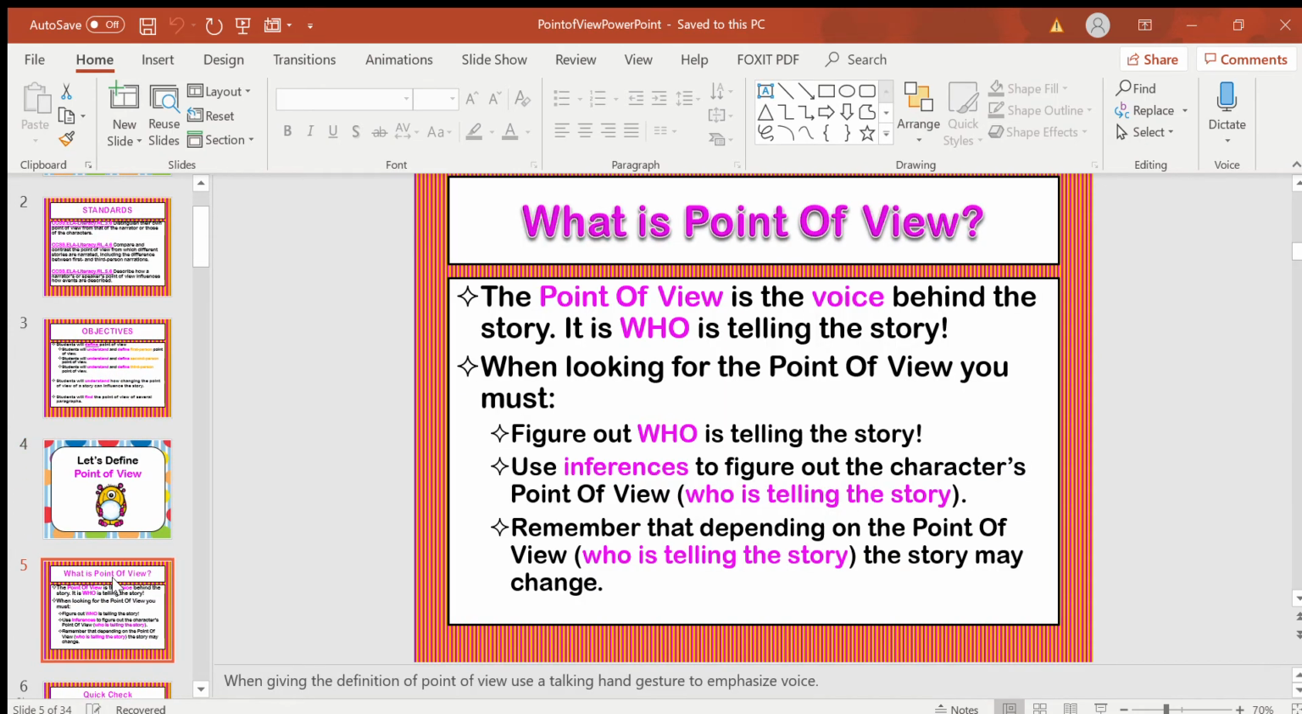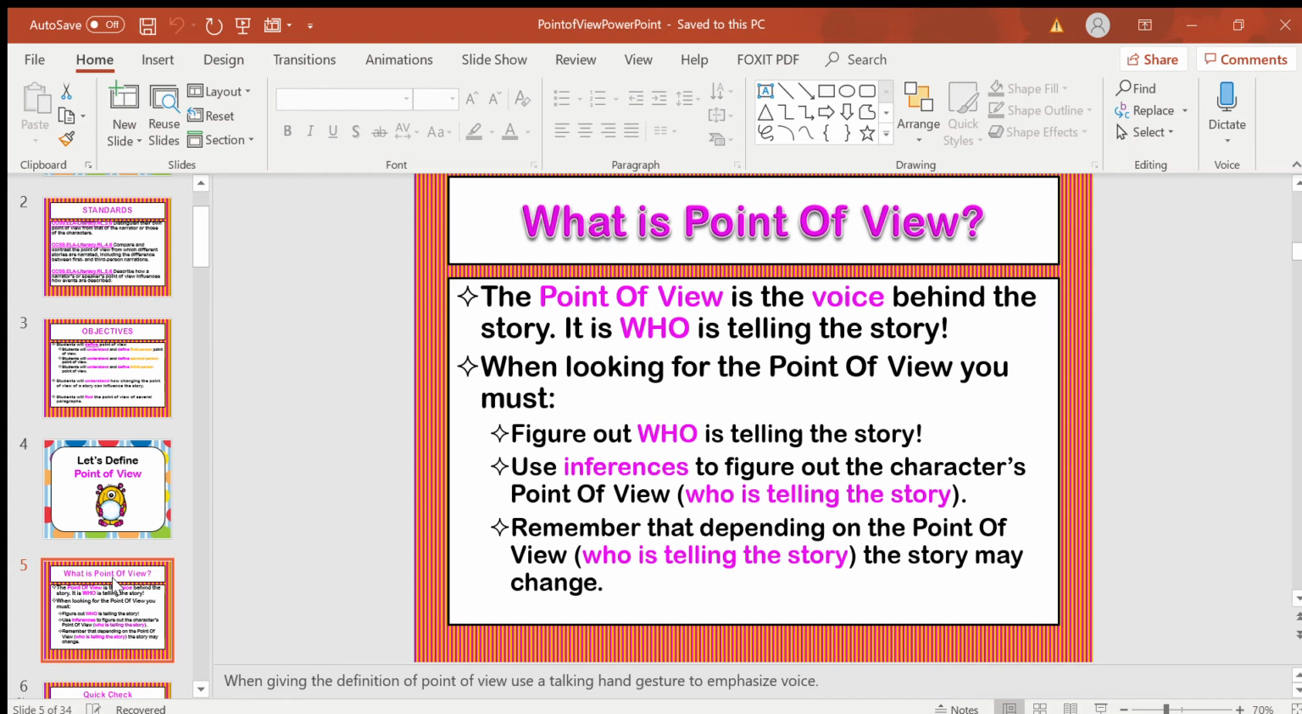The point of view is the voice behind the story. It's who is telling the story. So we need to figure out who is telling this story, and that's our point of view. When looking for the point of view, you must figure out, one, who is telling the story. You have to use inferences to figure out the character's point of view.